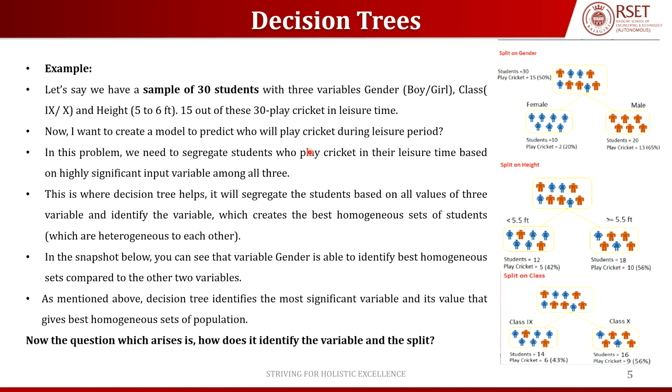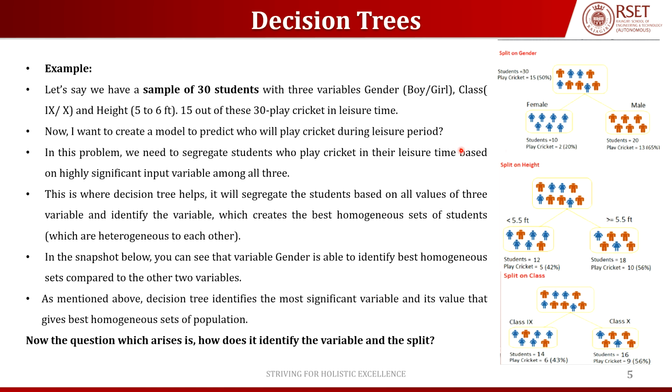Now the problem we want to solve is, can we build a model to predict who will play cricket during leisure time? So to do this, we need to separate the students who play cricket from those who don't based on the most important input variable. But which variable should we choose, should it be gender, class, or height? This is where the decision tree comes into the picture. The tree looks at all these 3 variables and tries splitting the students in different ways. It then picks the variable that gives the clearest separation. In other words, the one that creates the most homogeneous groups.